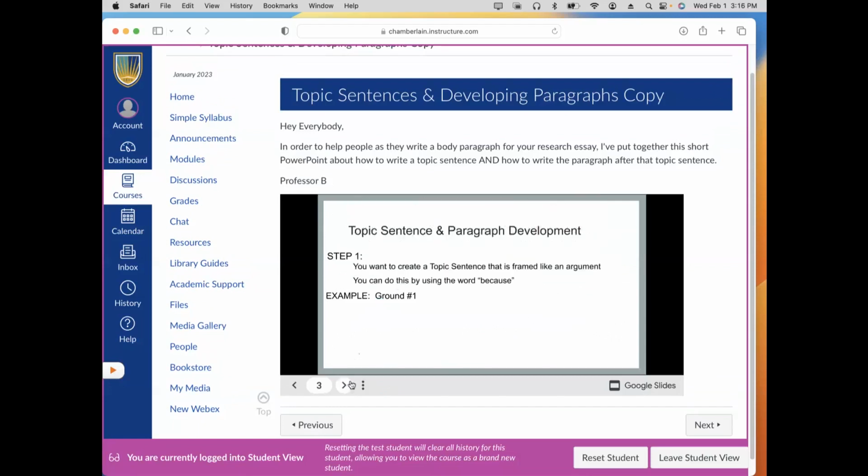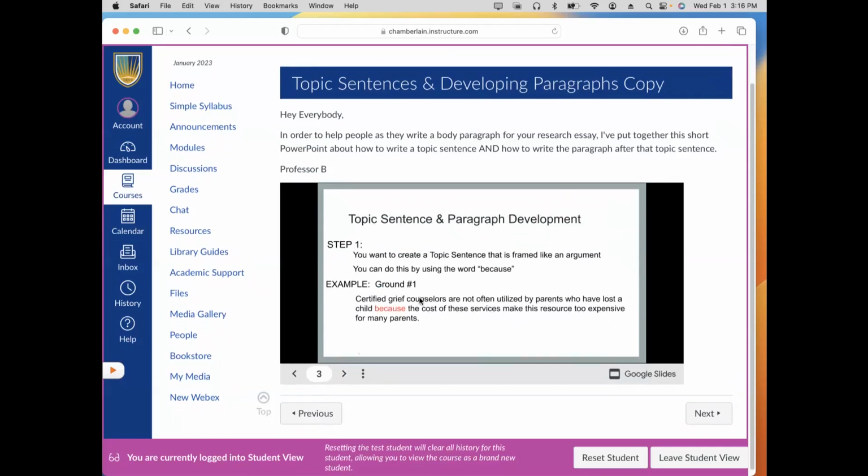Okay, so you want your topic sentence. It's like a mini thesis, basically, right? So the thesis for the big paper comes at the end of the introduction. And then the topic sentence is basically like a mini thesis for each of the three main ideas that you have, right? And you create a sentence that basically starts you off.